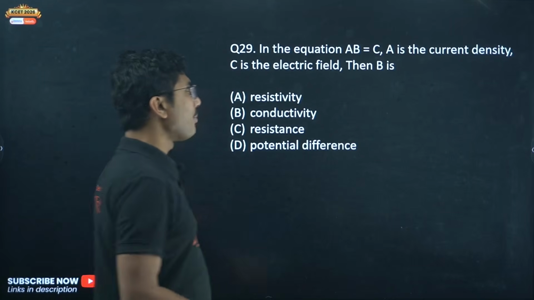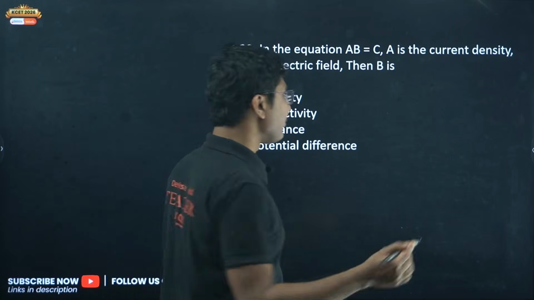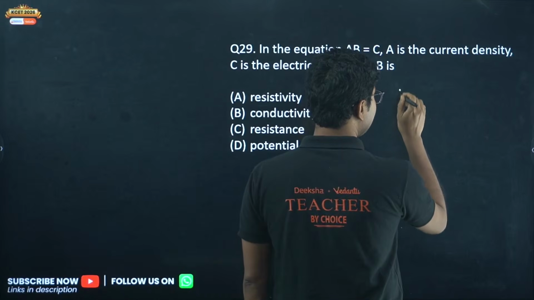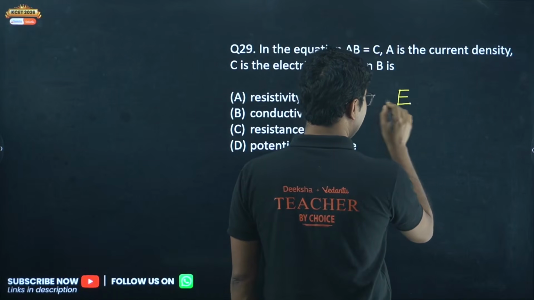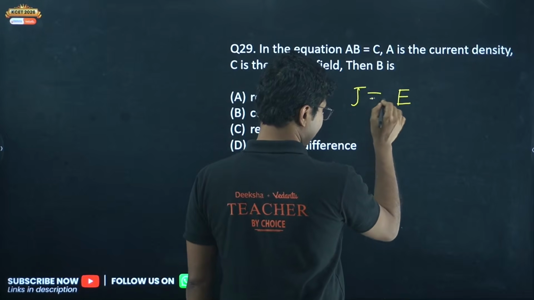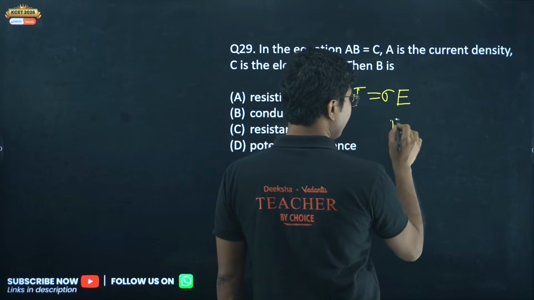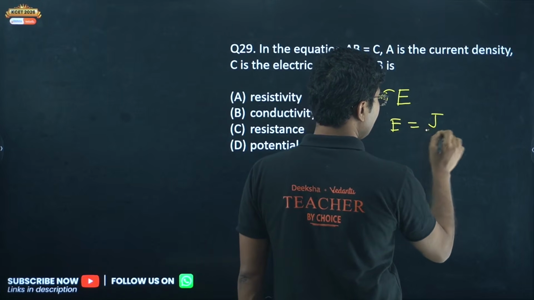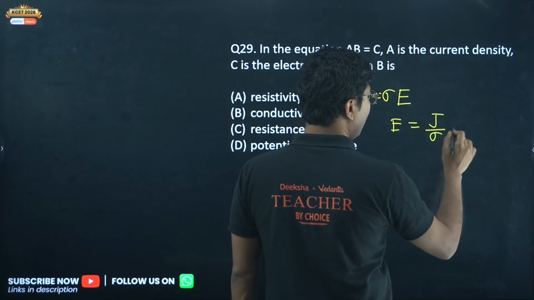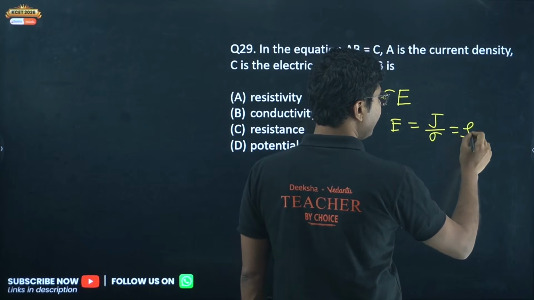In the equation A B equals C, A is current density, C is the electric field, then B is very common, it will be resistivity. Now if you are wondering how we came up with that, I will explain. J is equal to sigma E, so E is equal to J upon sigma. Or 1 upon sigma is resistivity.